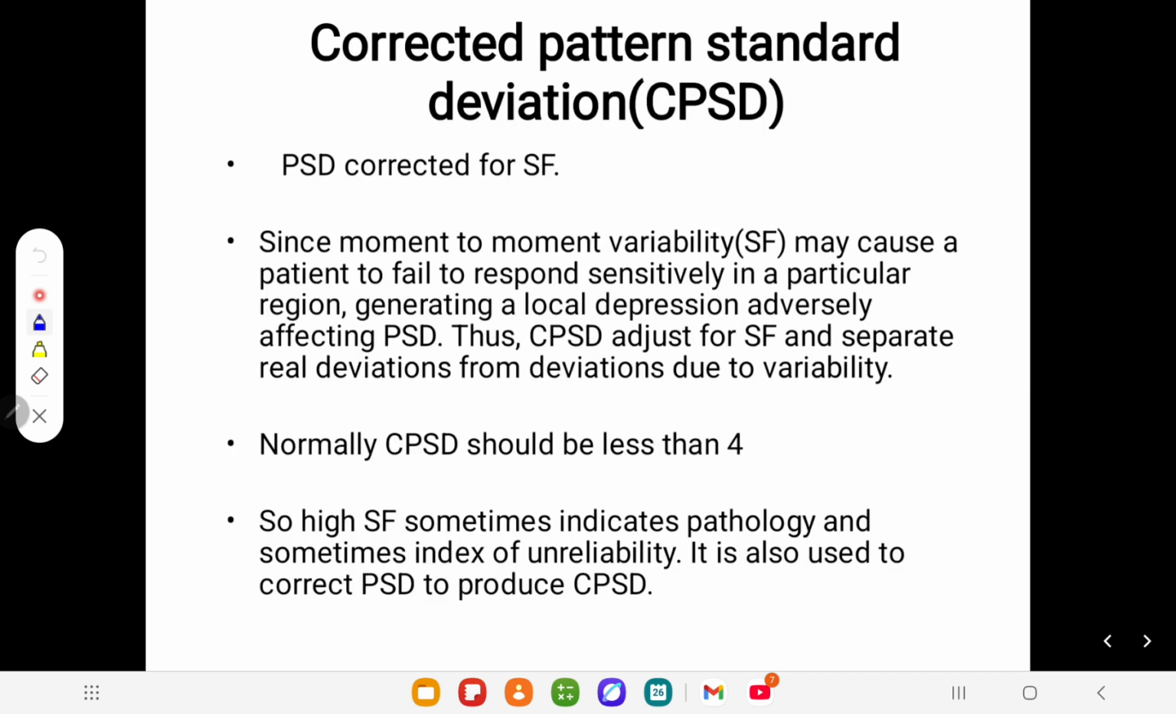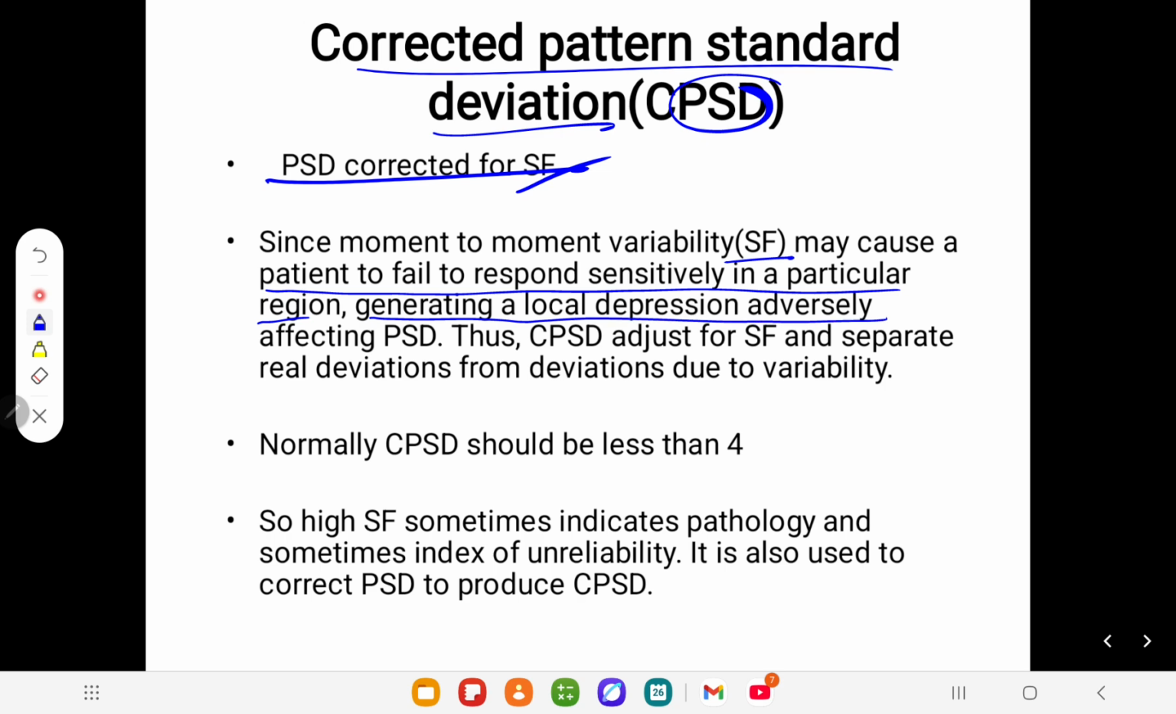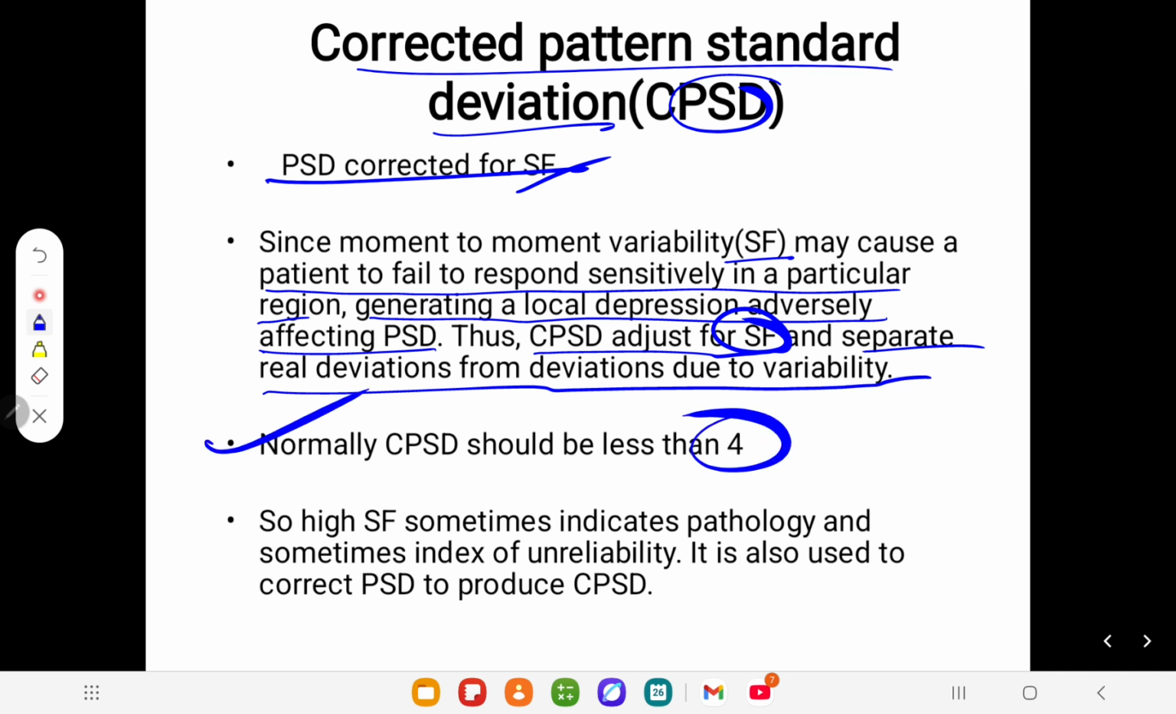Okay. So corrected pattern standard deviation means pattern standard deviation corrected for short-term fluctuation. Since the moment-to-moment variability in short-term fluctuation may cause the patient to fail to respond to a particular stimulus, generally localized depression adversely affects the pattern standard deviation. Thus, corrected pattern standard deviation adjusts for the short-term fluctuation and separates real deviation from the deviation due to variability. Normally, pattern standard deviation should be less than 6, and corrected pattern standard deviation should be less than 4.